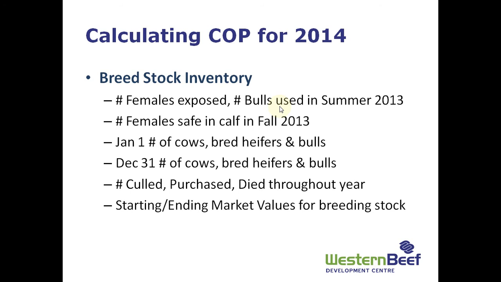January 1st, the number of cows, bred heifers, and bulls, or whenever you have a time that you're working with the animals through that fall-winter period is a good time to do a count. And then at the end of the year, you'd also want to know your count of your animals. And for people that don't have a January 1 to December 31 accounting year, then do counts that follow your accounting year. You also want to know the number of animals that you culled, you purchased, or lost throughout the year, and you'll be required to provide starting and ending market values for your breeding stock in order to come up with a breeding stock depreciation calculation.